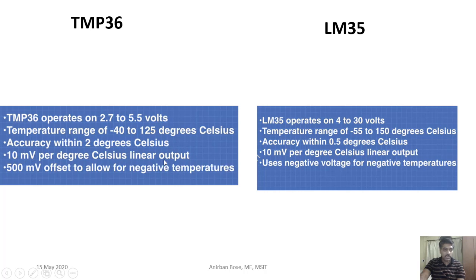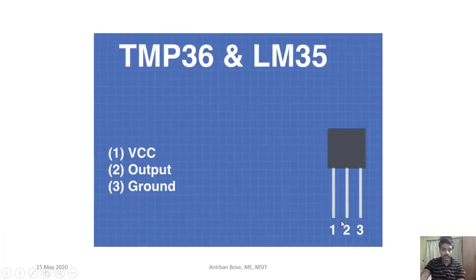For the LM35, it is operating in the range of 4 to 30 volts. Temperature range -55 to 150. Accuracy 0.5, so it is more accurate, you can see. 10 millivolt per degree Celsius, again linear, and negative voltages for negative temperatures. Okay, both have similar VCC, output and ground pins, like 1, 2 and 3, you can see, and they are connected with the Arduino in a similar fashion.